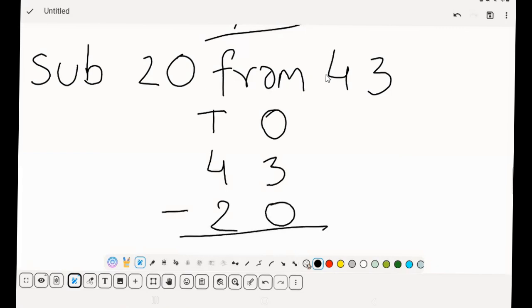Now subtract the ones group first. How will you do that? 3 minus 0. This is the subtraction rule: if 0 is subtracted from any number, then the answer will be the number itself, that will be 3.